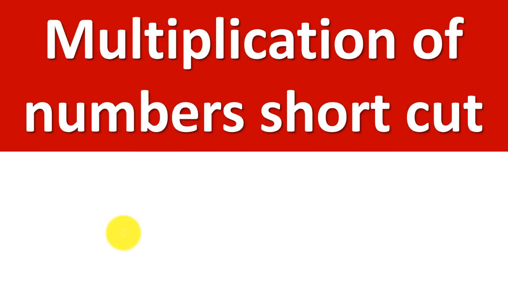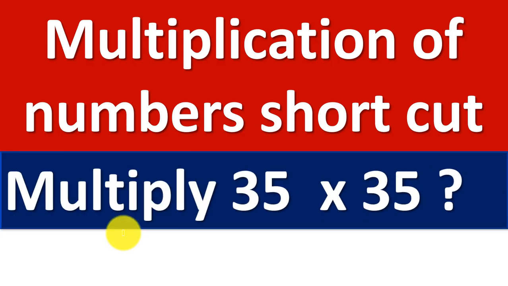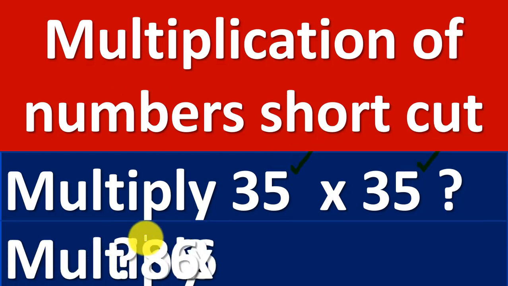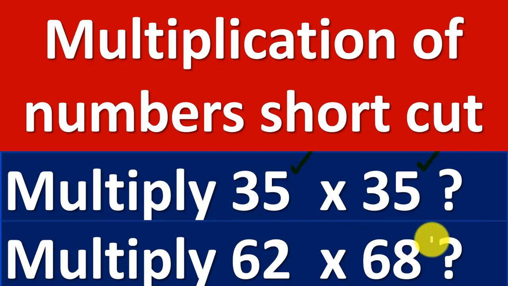That is, two-digit multiplication where the numbers end with 5, and where the sum of the two digits in the ones place is equal to 10. Multiplication of numbers shortcut: multiply 35 into 35. I explained here 35 into 35 and 62 into 68. One logic I am going to explain. That logic is applicable to these two types of models.